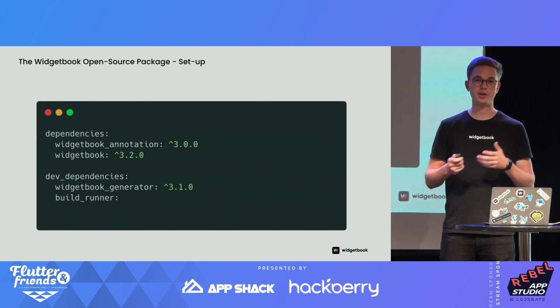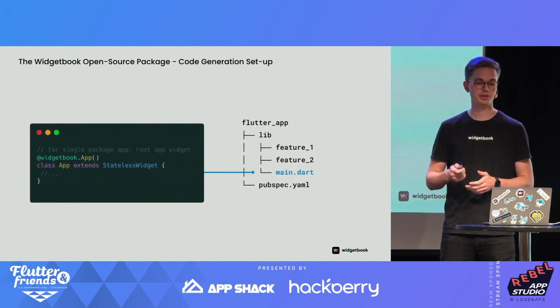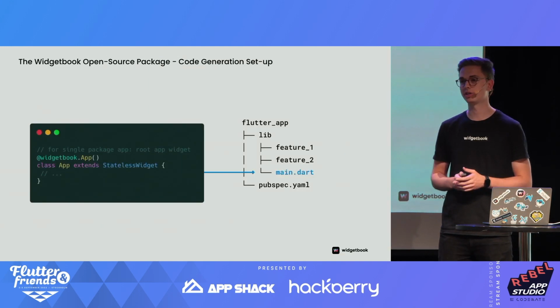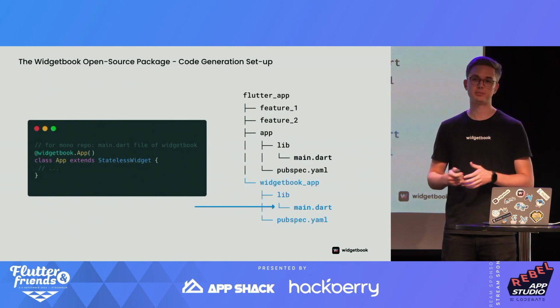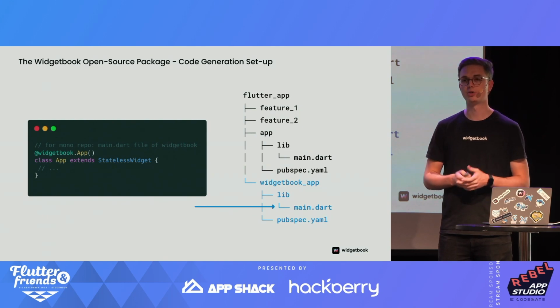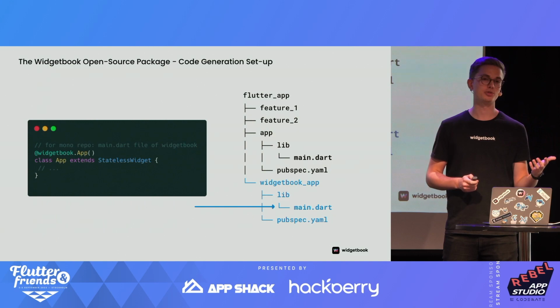And thereby you can use annotations, like for example, our Widgetbook app annotation, that you basically just include in your app root and your main.dart file when you're using a single package approach, or for a monorepo approach, or a multi-package approach, however you want to name it, you are creating, first of all, a new package, a new Widgetbook app package.